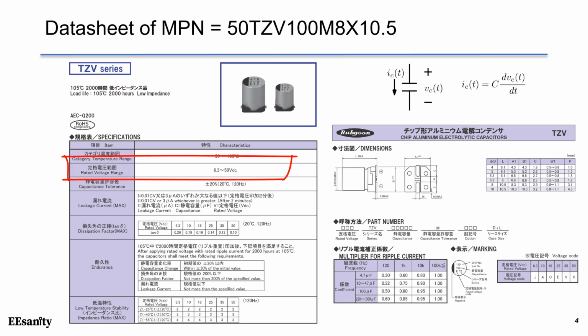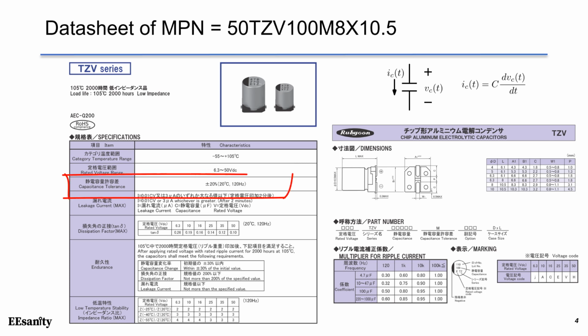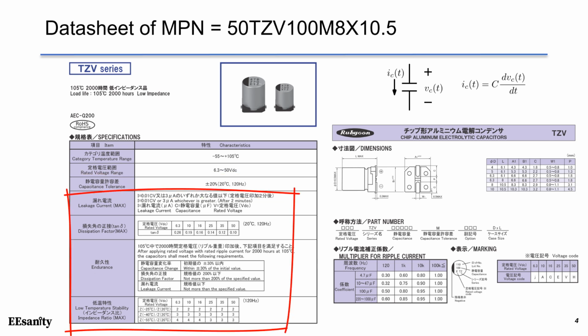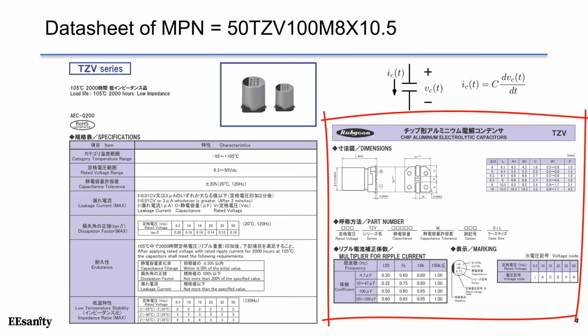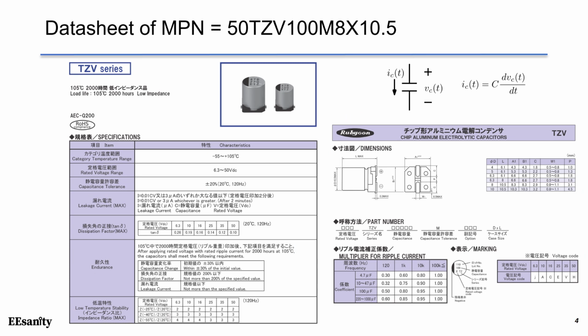For this series of capacitors, the rated voltage ranges from 6.3 volt all the way up to 50 volt DC. The capacitance tolerance is plus minus 20%. Also, the leakage current and dissipation factors are defined here. On the right-hand side, we can see the dimensions for different diameters and sizes.